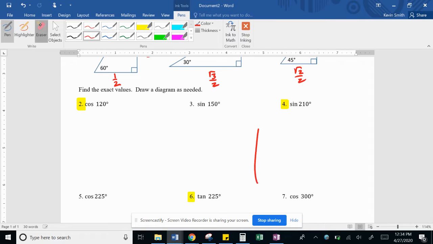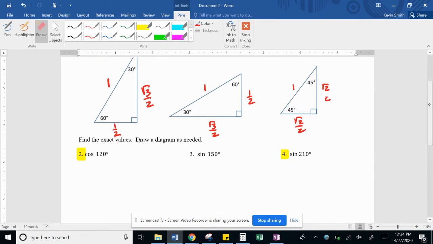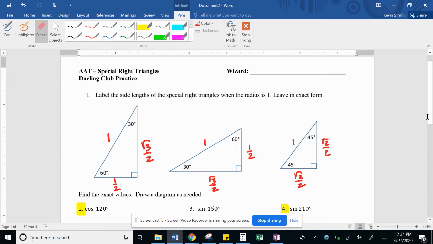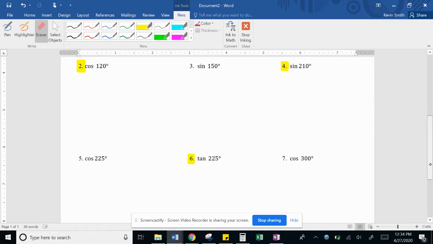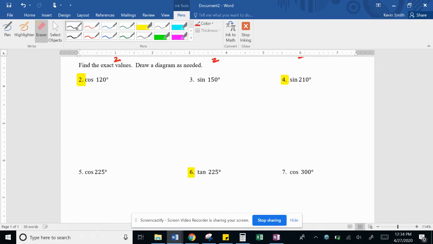Okay, so here is the top part of the lesson. You can just check the answer key for this. This is just for reference. I'm only going to go through problems 2, 4, and 6 on here.